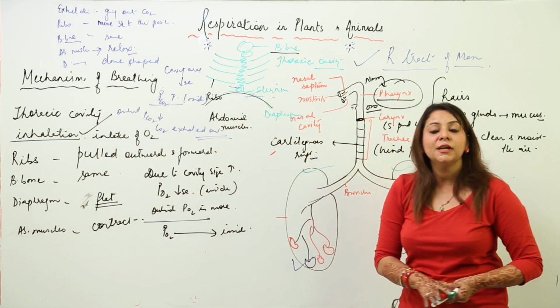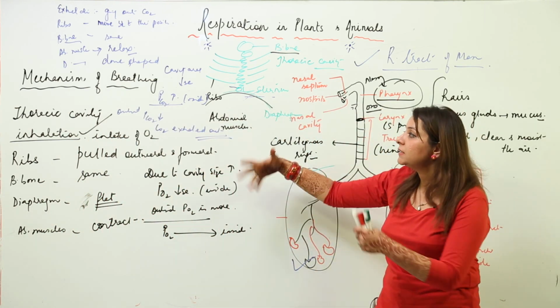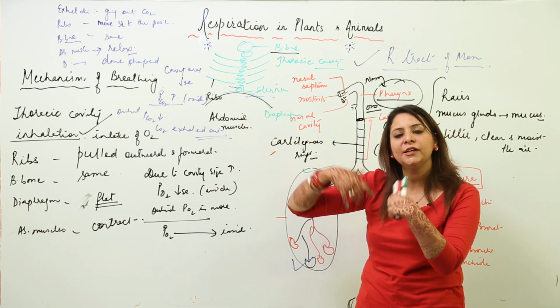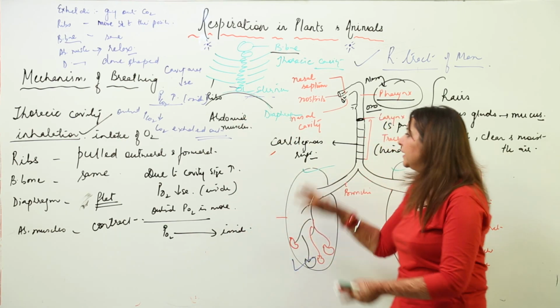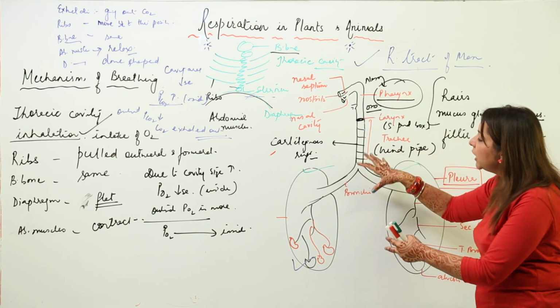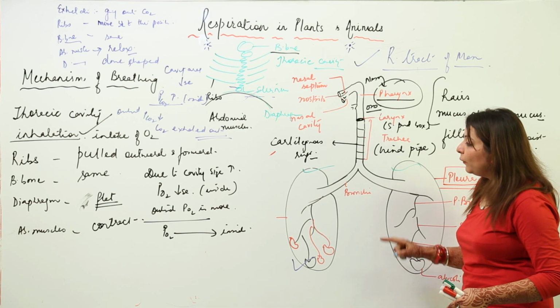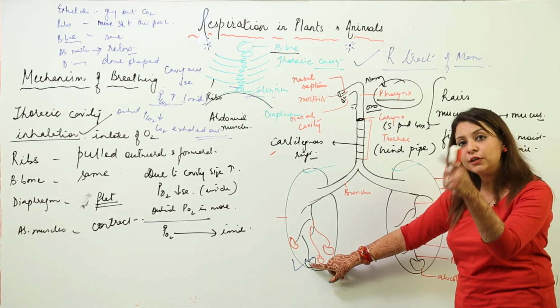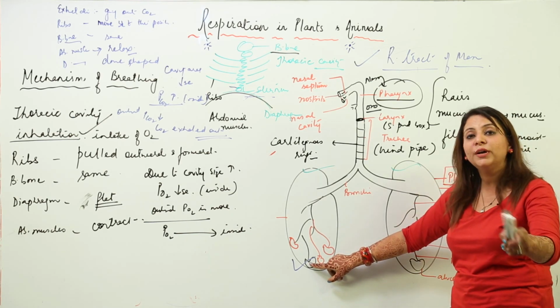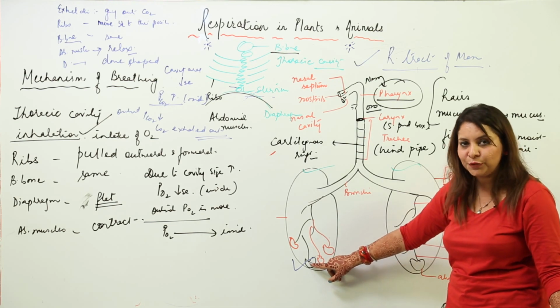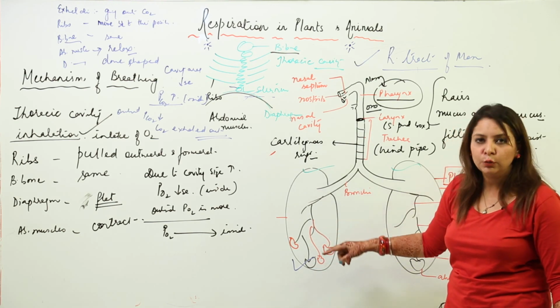Now we will take up cellular respiration. We have learned how oxygen is entering and how CO2 is going out. Now we are going to see that when it enters the alveoli and then the blood, how it reaches the tissue and what happens at the tissue level, where CO2 is produced. This we are going to take up in cellular respiration.